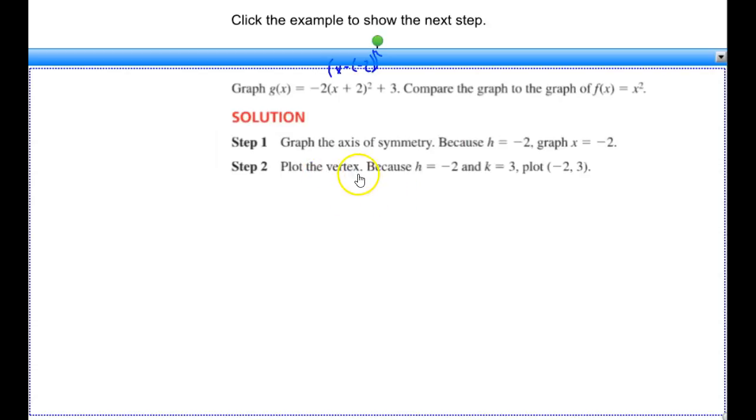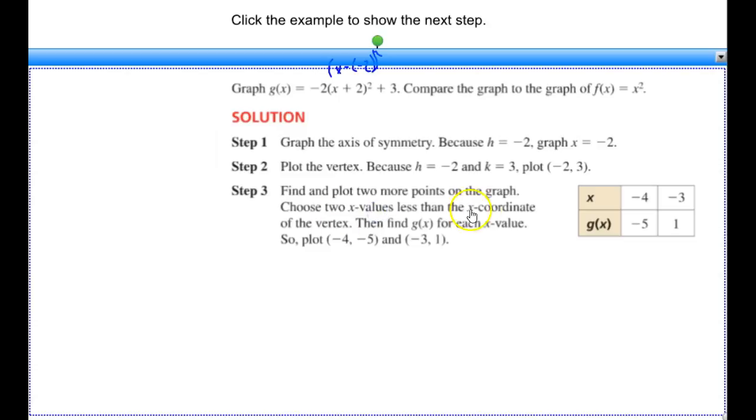Then I plot the vertex. To find the vertex, I find my h and I find my k. My h was -2, my k was 3, so I plot that point. Now I find 2 plot points on the graph, and I picked just 2 values that are less than the x-coordinate of my vertex. So I picked -3 and -4. I substitute those values into my original function and get my answer.